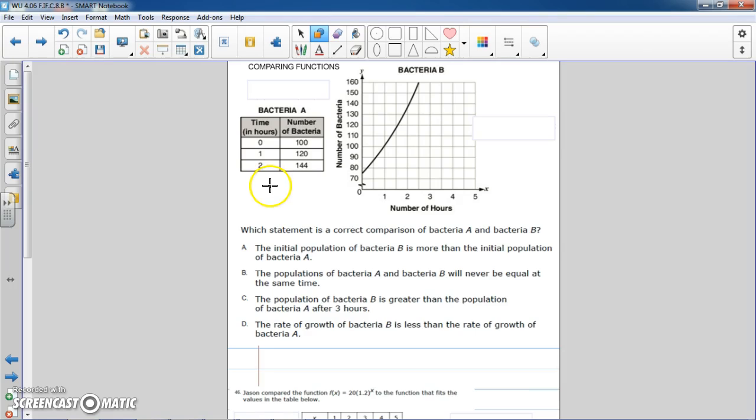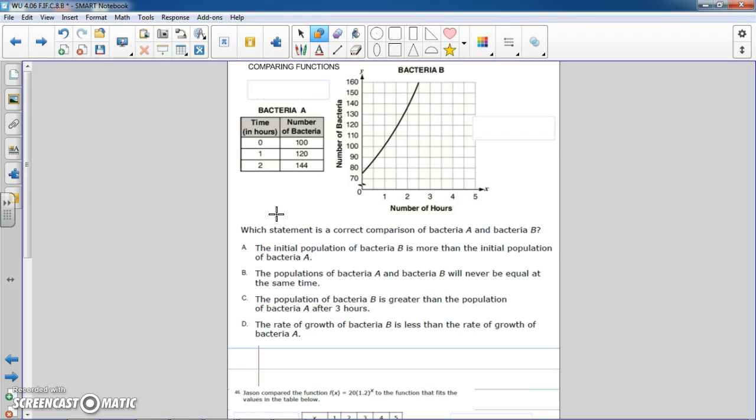Here we have two functions. We have bacteria A and bacteria B. Bacteria A is given to us using a table, and bacteria B is given to us using a graph. And the question is asking us which statement is a correct comparison of bacteria A and bacteria B. We need to read through all of the answer choices first and then pick the best one, pick the correct one. So A says initial population of bacteria B is more than the initial population of bacteria A.